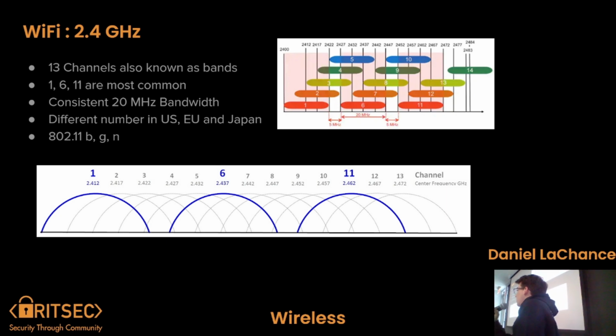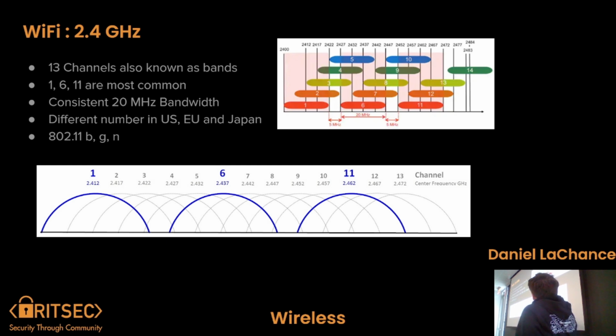Okay, so 2.4 gigahertz Wi-Fi. This is what's mainly used. Most people use it, and it mainly works on channels 1, 6, and 11. It works well enough, and there are enough channels so that there's not really that much interference. So it works pretty well. There's a consistent 20 megahertz bandwidth for everything, no matter how much data you're transmitting. And 802.11 B, G, and N all work on 2.4 gigahertz.